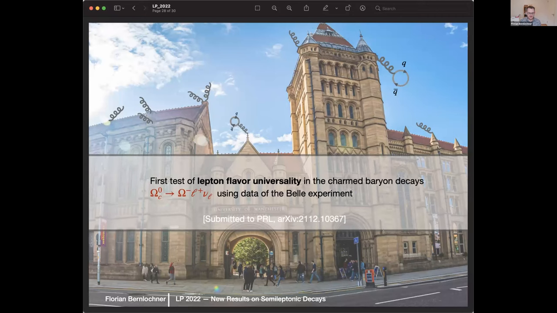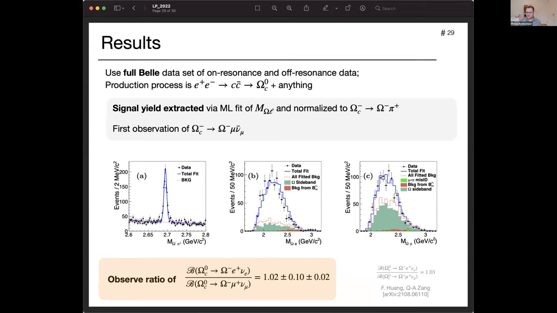And then the last result is an LFU test involving omega_c to omega l nu decays, also using the full Belle data set. This time, since we are focusing on omega_c that are produced in c cbar production, you can actually use the full Belle data set that involves the on-resonance, off-resonance and scan data. So you have more than 711 inverse femtobarn. The signal is extracted by fitting the omega l mass distribution, and it's normalized to omega_c to omega pi. In this paper, this has been the first observation of semileptonic decays of this kind with muons in the final state.